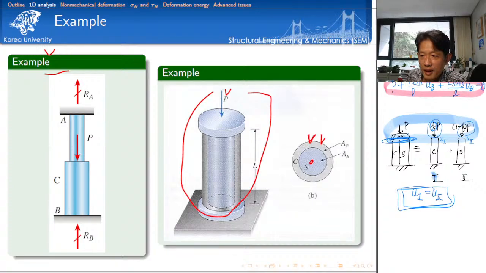So let me start my lecture here. Again, today we have TA class. Please join the TA class too. Do you have any questions? Next time we'll talk about non-mechanical deformation. So let me start my lecture here.